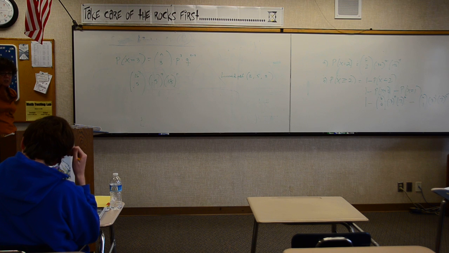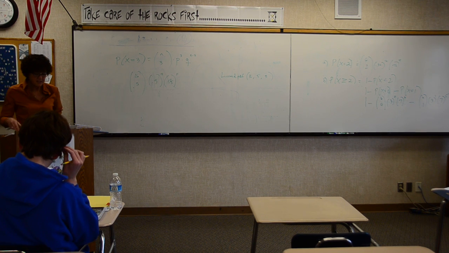Okay, so find the probability of choosing exactly 3 left-handed students in a class of 15 students.